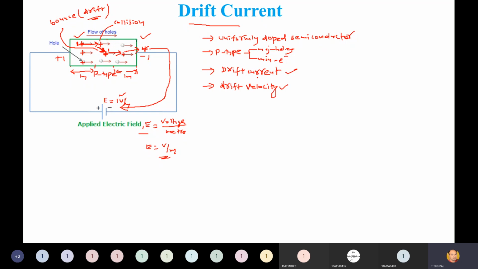Right? So here the important terms we need to understand are drift current and drift velocity. Here we are taking a uniformly doped semiconductor, and we are applying an external electric field. Unless you apply an external electric field, no charge carrier will move from left side to right side. So if you want to observe drift current in semiconductors, you need to follow all these points, and you will get different definitions like drift current and drift velocity.